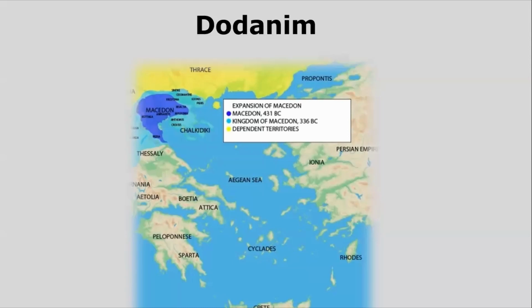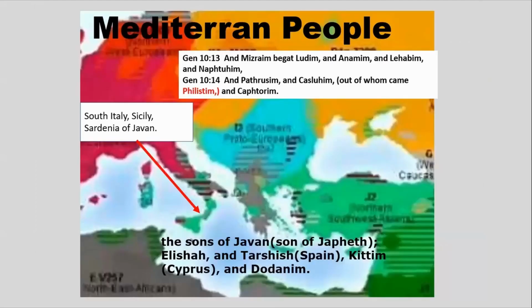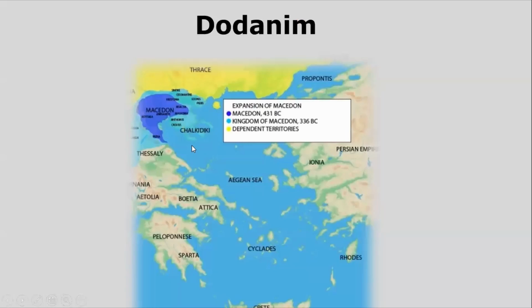Now, one of the other sons that was mentioned there, let's go back there. Son of Javan is Dodanum. And Dodanum was, according to history, Macedonia. Now, we all know the history of Macedonia. They kept saying, we're not the Greeks. We are not the Greeks. They kept saying that over and over again.